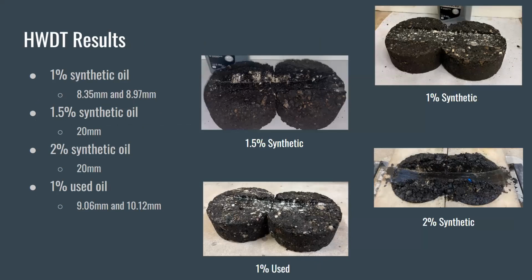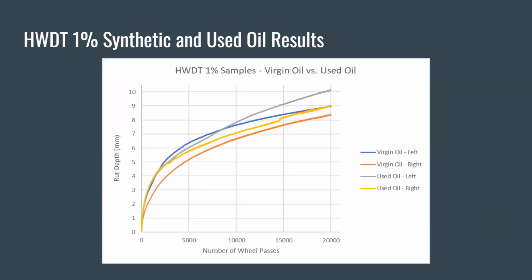The results of the HWDT test showed that the 1% oil content samples performed the best. Both of those samples lasted the entire 20,000 wheel passes, while the 1.5% and 2% reached a max rut depth of 20 millimeters. The 1% synthetic oil samples showed a rut depth of 8.35 and 8.97 millimeters. The 1% used oil samples showed a rut depth of 9.06 and 10.12 millimeters. Comparing the used and virgin 1% samples, the results are fairly similar.